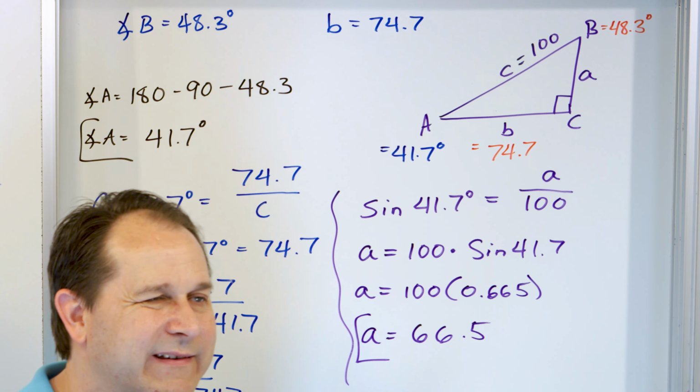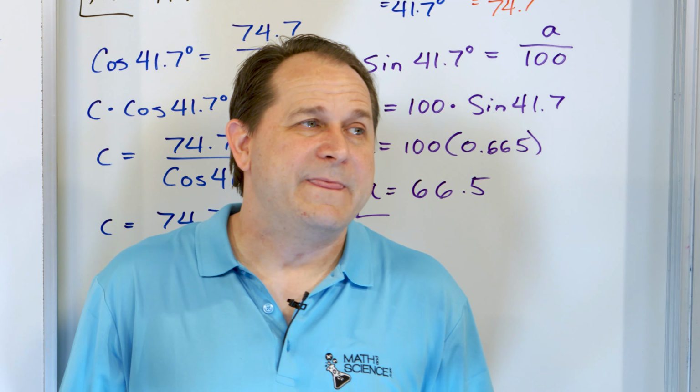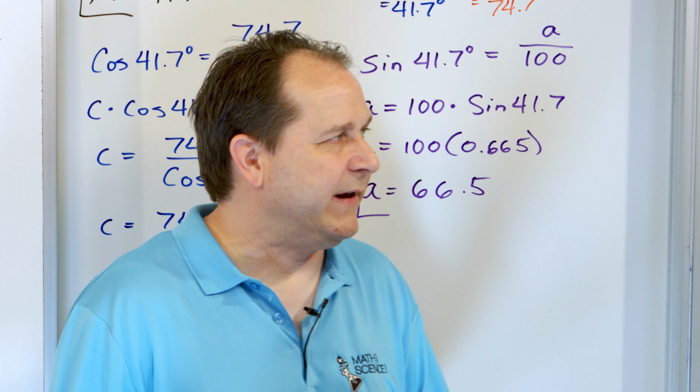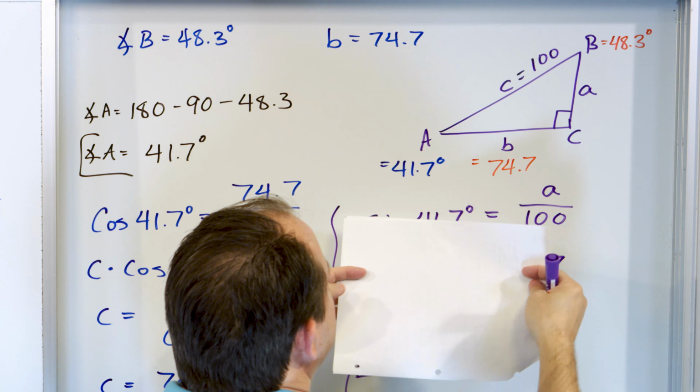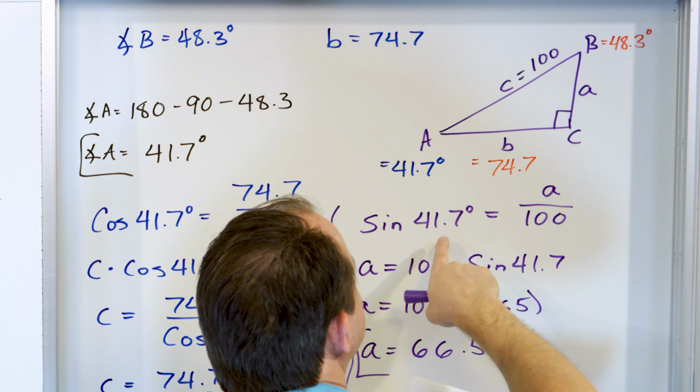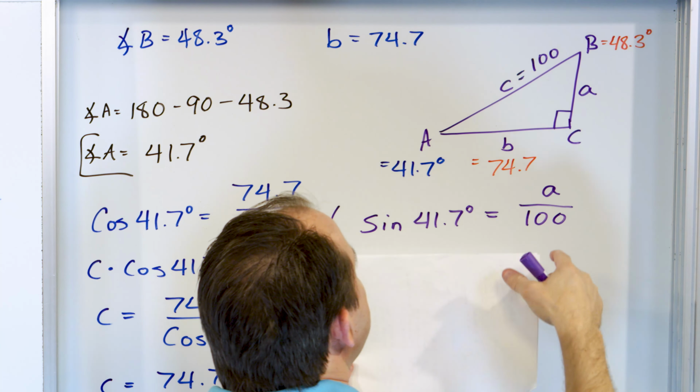Now I want to tell you, as I've been saying many times, that you can solve these multiple ways. You don't have to use the sine to solve this. So if you just cover this up and say, let's not do this, how do we figure out this side right here? How do we do that?